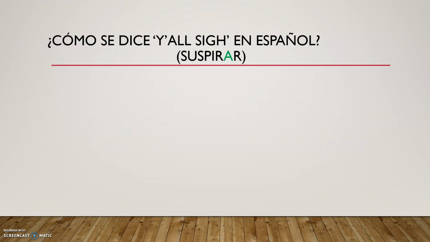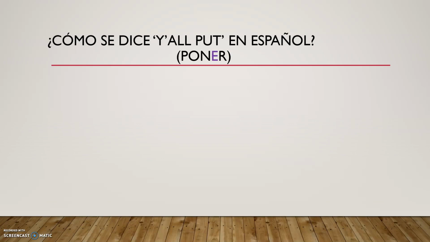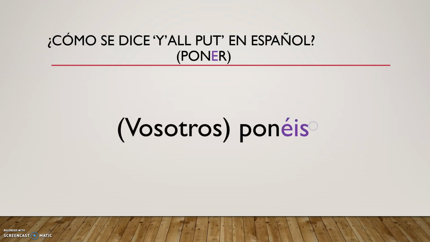¿Cómo se dice y'all sigh en español? The verb to sigh is suspirar. La respuesta correcta es vosotros suspiráis, or simply suspiráis. ¿Cómo se dice y'all put en español? The verb is poner. Es ponéis, ponéis.